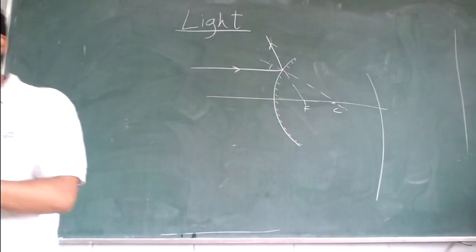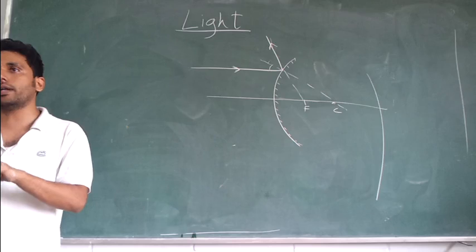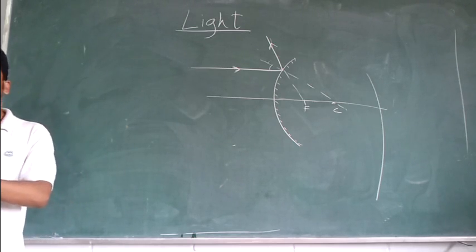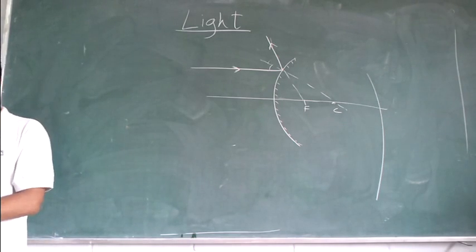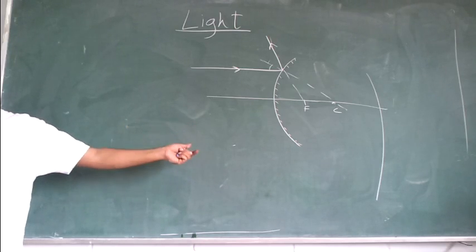And I am going to repeat, 3 rays we are going to use. One is passing through the center of curvature. The other one is parallel, passing through the focus. The third one is passing through the focus, becoming parallel. Now you have done away with the angle of incidence and angle of reflection.